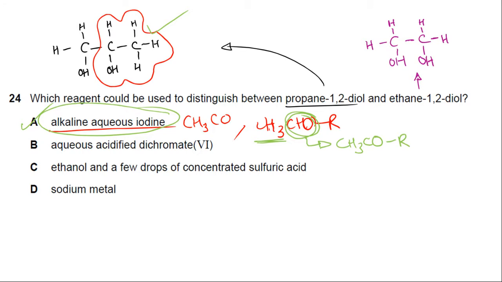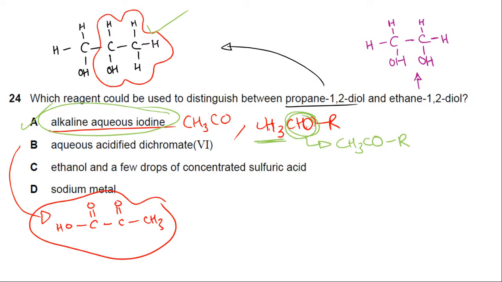For B, it's about oxidation, because we're using aqueous acidified dichromate. I'll draw the structures here. If you oxidize your propane-1,2-diol, this part right here is a primary alcohol, so it gets converted into a carboxylic acid, and this CHOH will get converted into a ketone, and this CH3 will remain as it is.